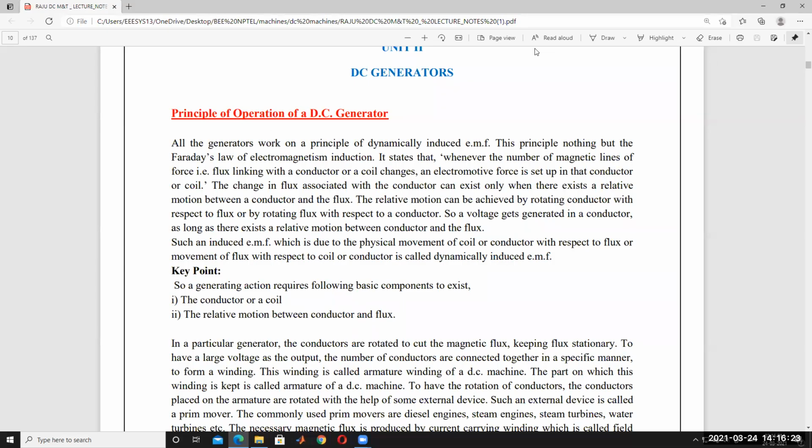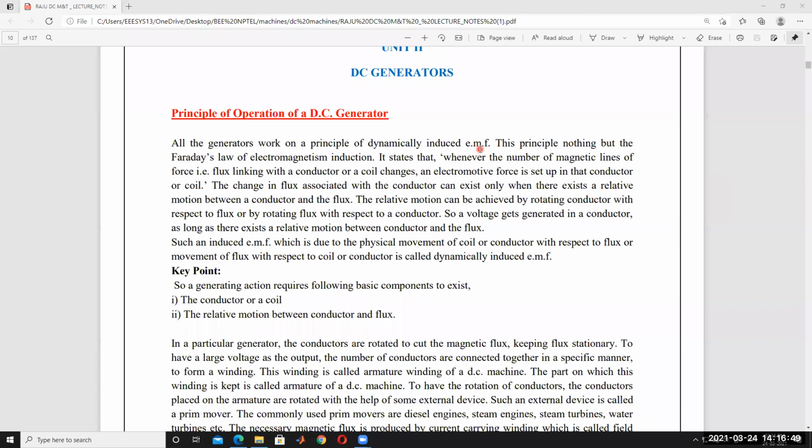Working principle of operation of a DC generator. All generators work on the principle of dynamically induced EMF. In this generator, the field winding is stationary and the armature winding is rotating. That means the EMF induced in the armature winding is dynamically induced.